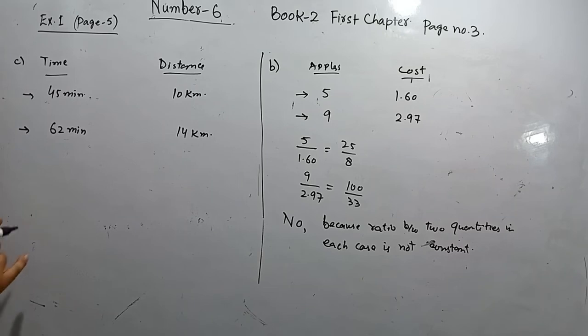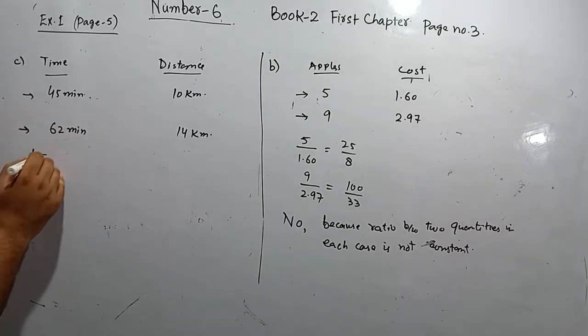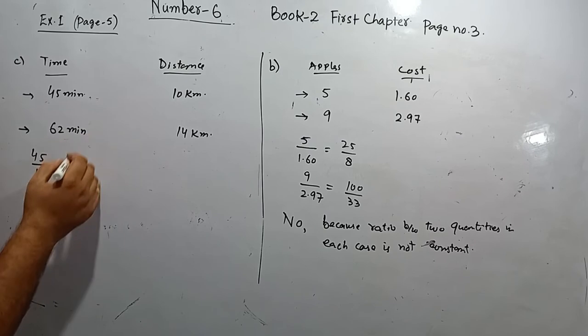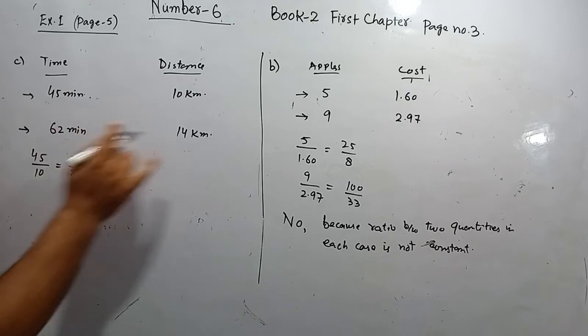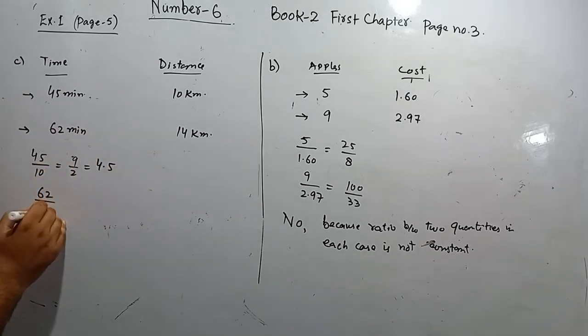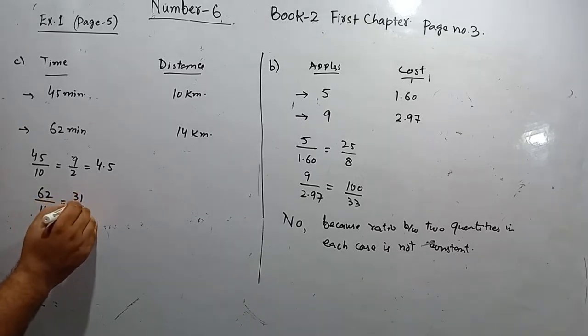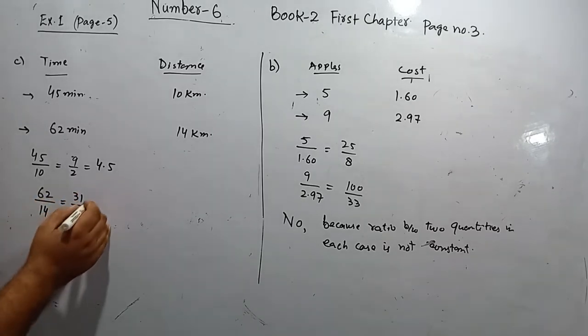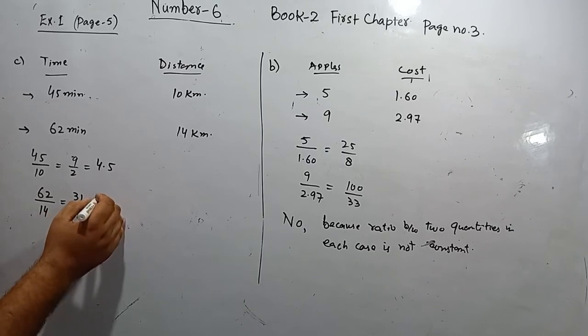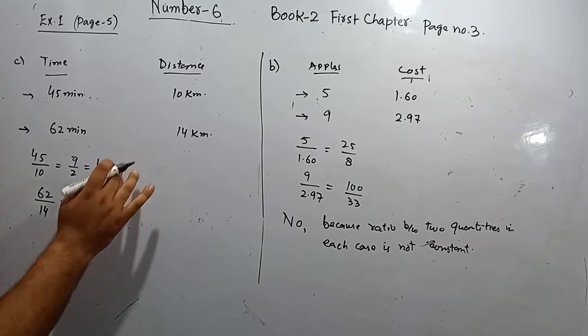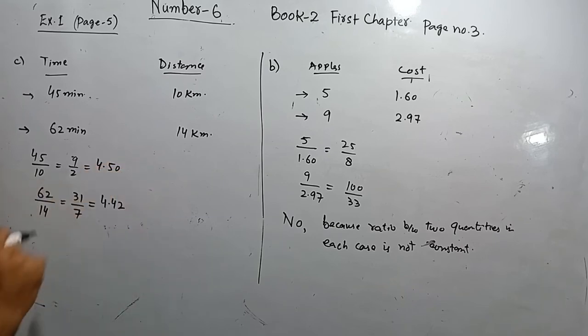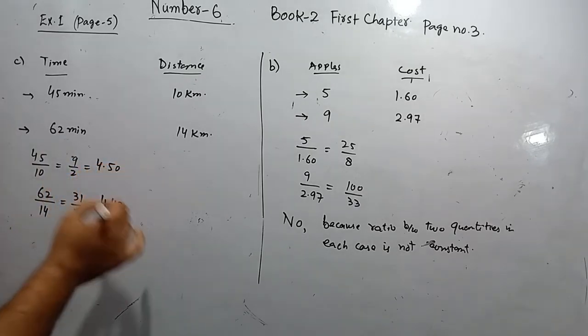So what I will do here, I will find the ratio, that's 45 divided by 10, 9 by 2. Also you can write it as 4.5. Now taking the second value, the ratio of these two, 62 by 14, is 31 divided by 7. Calculating in decimals, it will be something like 4.42. You can see here it's 4.50 and it's 4.42. Now you can see the values are not the same.